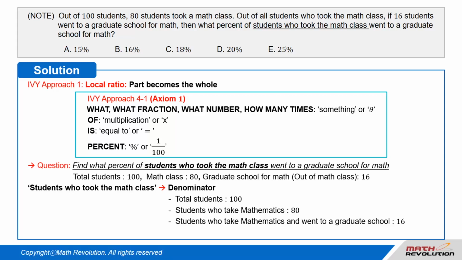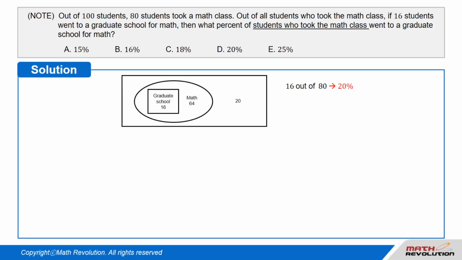So the information from the question is, total students are 100. Students who take mathematics are 80. Students who take mathematics and went to a graduate school are 16. The question here asks for what percent of students who took the math class went to a graduate school for math. So what was local earlier has become the whole, which is 80. So we are looking for 16 out of 80, which is 20%, as shown above.